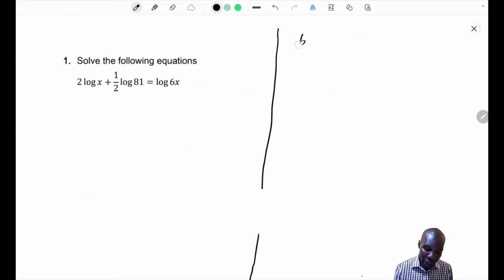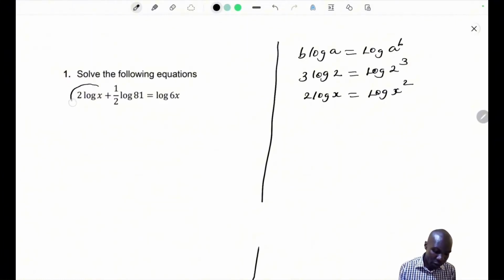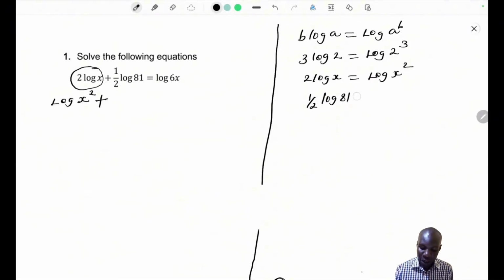Remember that if we are given b log of a, this can be written as log of a to power b. For example, if you are given 3 log of 2, that is the same as log of 2 to power 3. So if we have 2 log of x, this can be written as log of x to power 2. Then plus, if you have a half log of 81, this can be written as log of 81 to power a half.